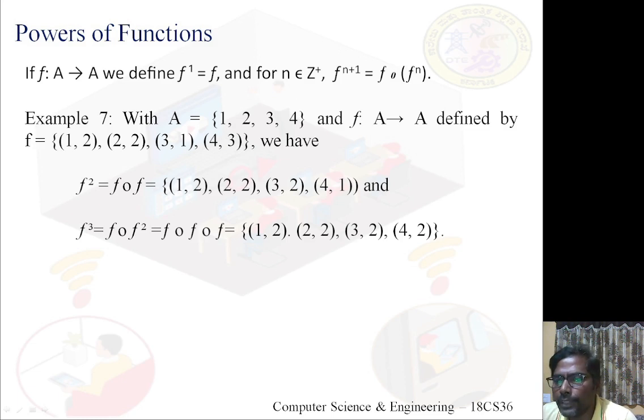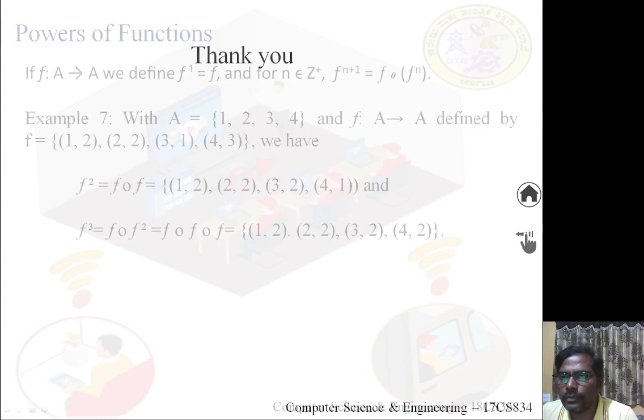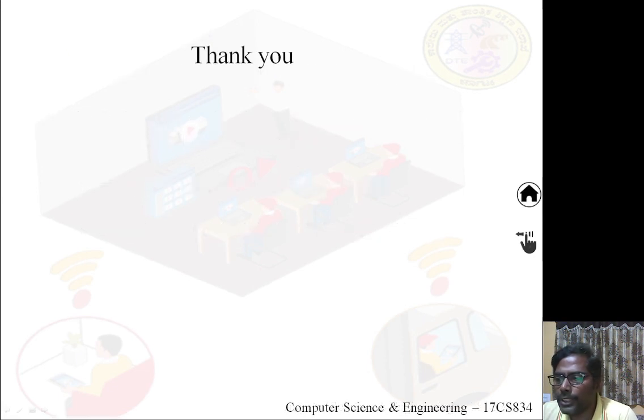In f square 3 is mapped to 2 and in f 2 is mapped to 2. So we have 3 mapped to 2 in f cube. In f square 4 is mapped to 1 and in f 1 is mapped to 2. So in f cube we have 4 mapped to 2. This is how we compute powers of functions. So this is about this session. Thank you for listening.